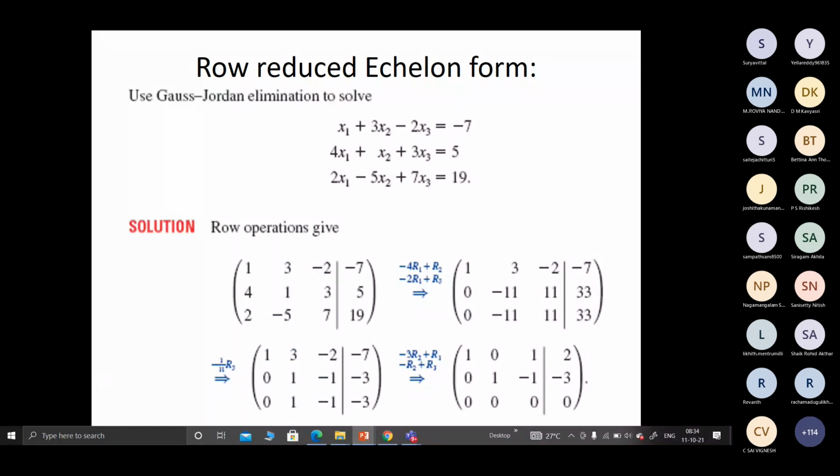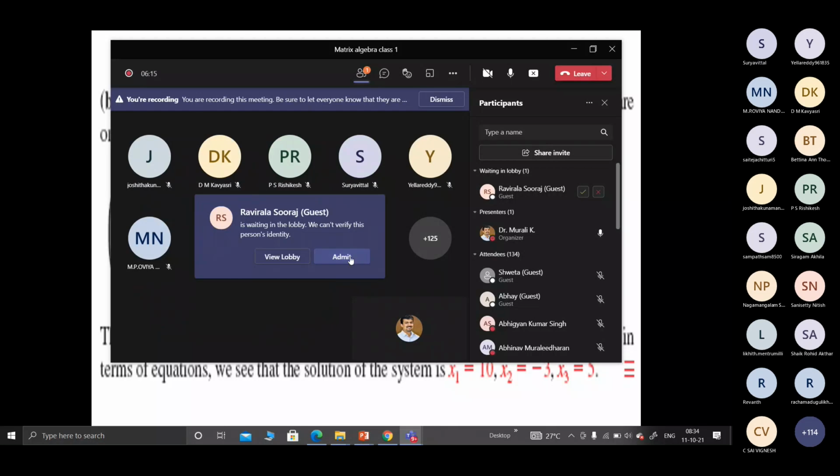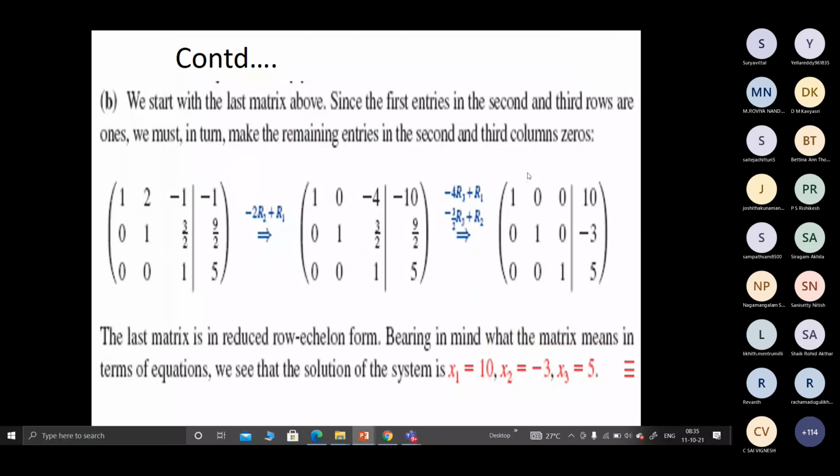Row reduced echelon form, or the Gauss elimination method. When you apply the Gauss elimination method, you get a row reduced echelon form. So this solution we have discussed. In fact, this is the Gauss-Jordan method, which we are not going to discuss much. The only advantage is you will get the solution directly. You can write the solution from topmost to bottom in that order. First one will be x1, second one will be x2, third one will be x3, and so on. So that should not be a problem.